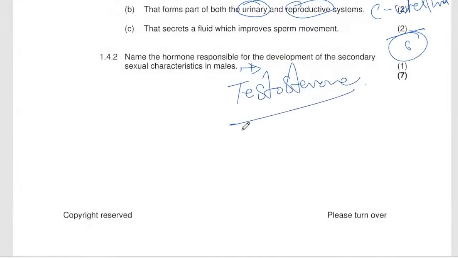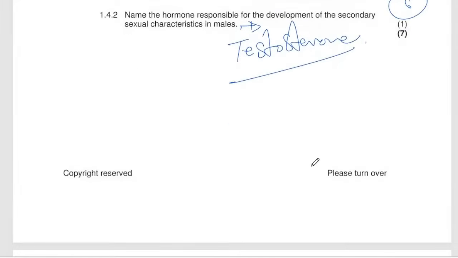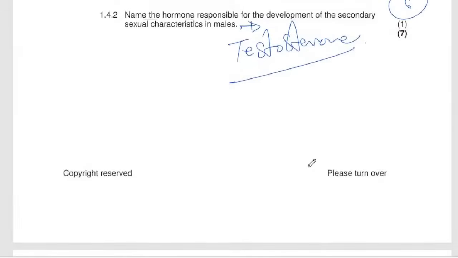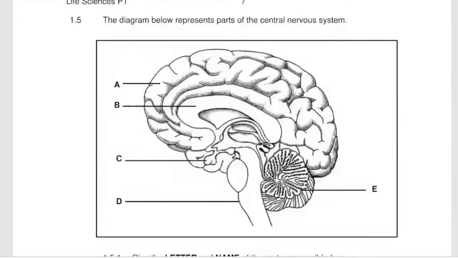Please don't ask too many questions about whether the spelling matters. Yes, definitely the spelling matters. The spelling really matters. If you don't spell it correctly, then automatically you'll be losing the mark.